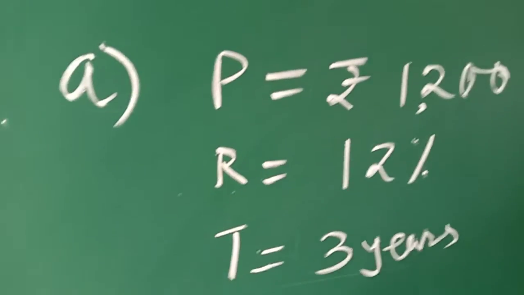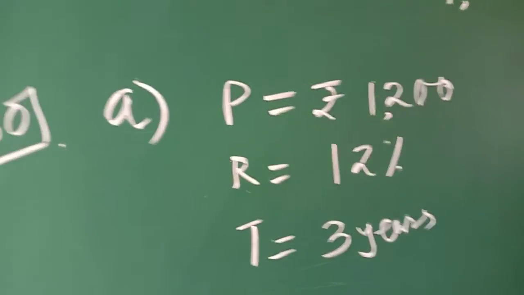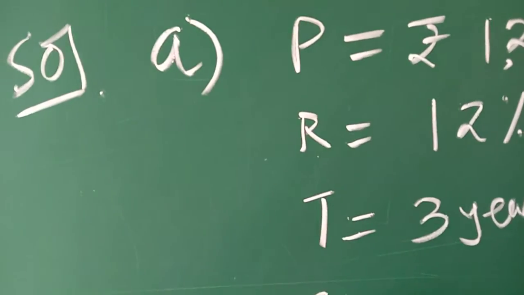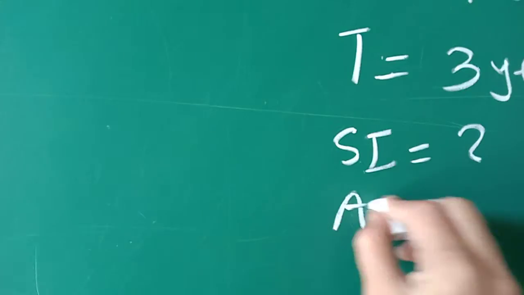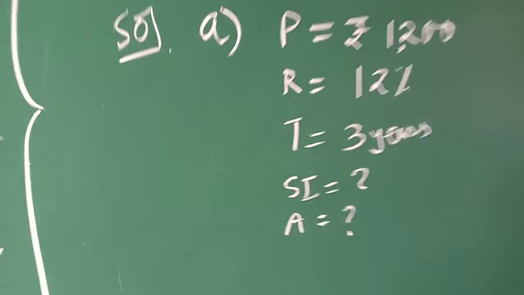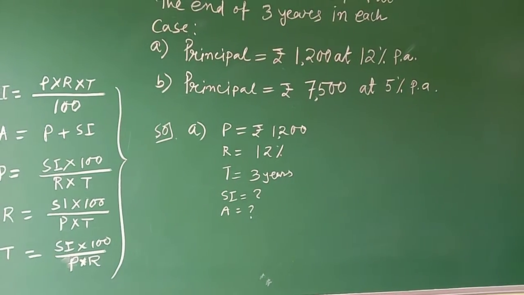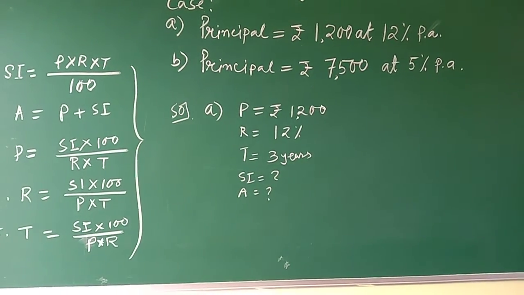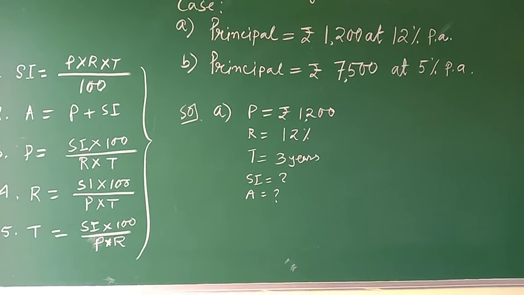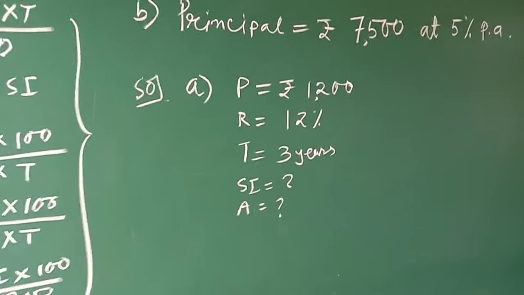To find the amount, what do you need first? To find the amount you need SI. Then after finding SI you can find the amount easily. Now these three things are given: principal, rate and time, where you have to find SI first, then with the help of SI you have to find the amount. Let's start.